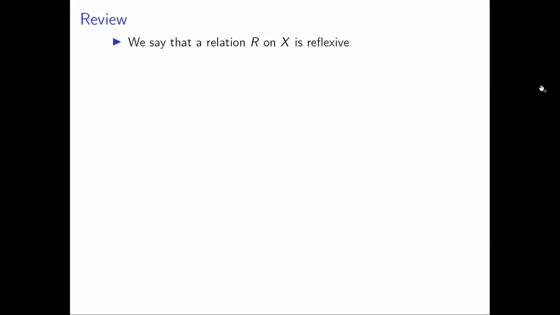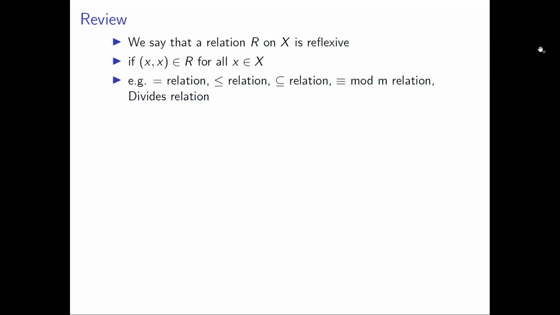In the same video, we defined several properties of relations. We said that a relation R on the set big X is reflexive if and only if for all elements little x in big X, we have the ordered pair (x, x) in our relation R. And we saw several examples of relations that are reflexive. For example, the equality relation.